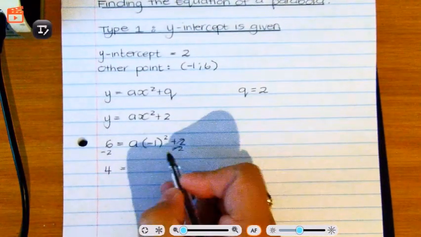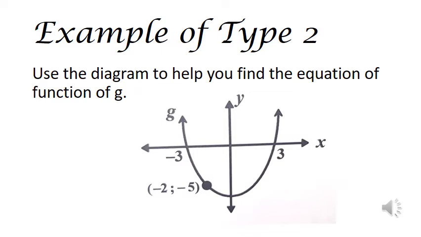Right, grade 10s, we are going. And secondly, we are going to do an example of type 2. So you will notice on the diagram that you have got your x-intercept. So the graph intersects the x-axis at -3 and at +3. So those are your two x-intercepts. And you have an additional coordinate, which is -2 and -5. So we're going to do an example of type 2.